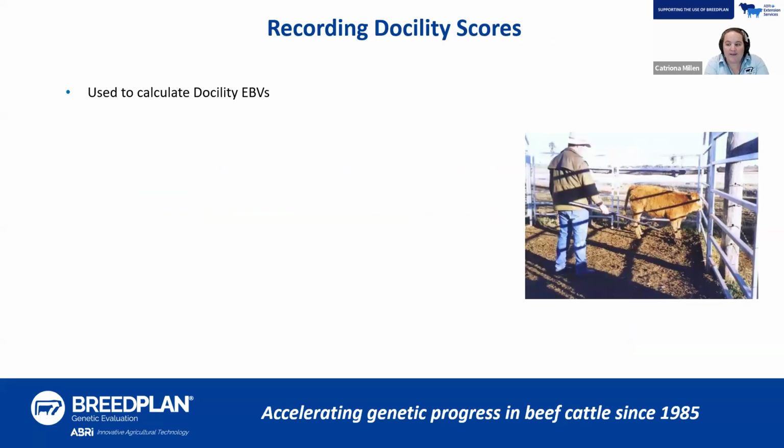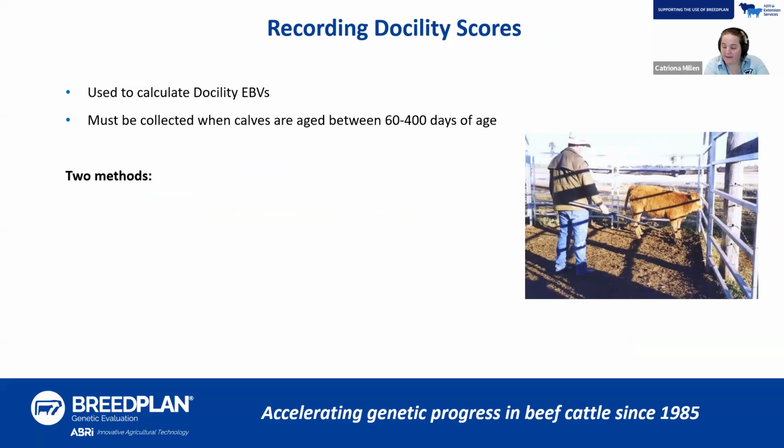Okay, this is also a good time to record our docility scores, which we use to calculate our docility EBVs. These need to be collected when the calves are aged between 60 and 400 days of age. And we've got two methods.